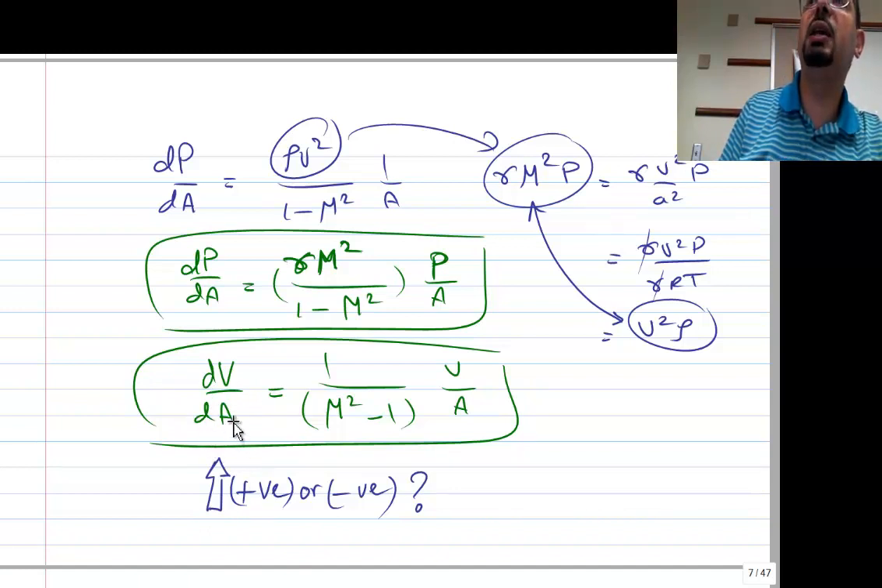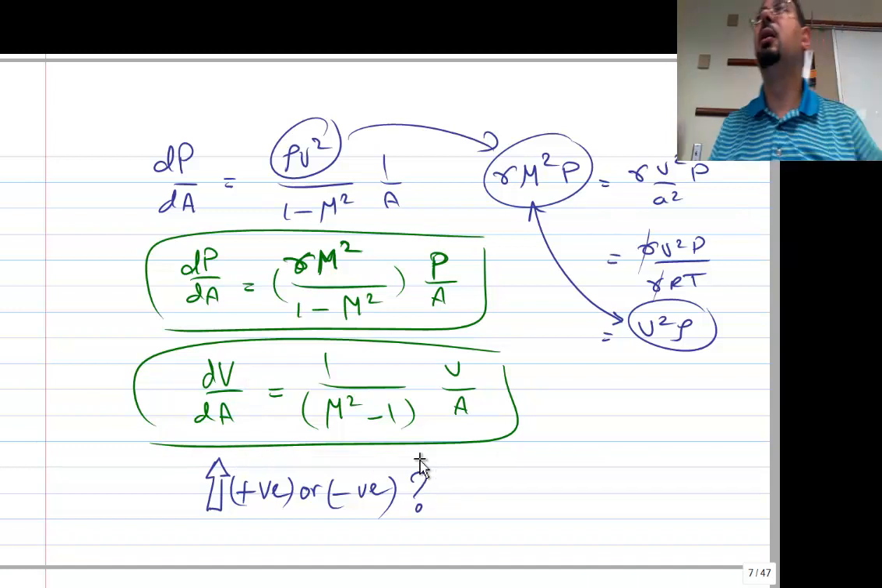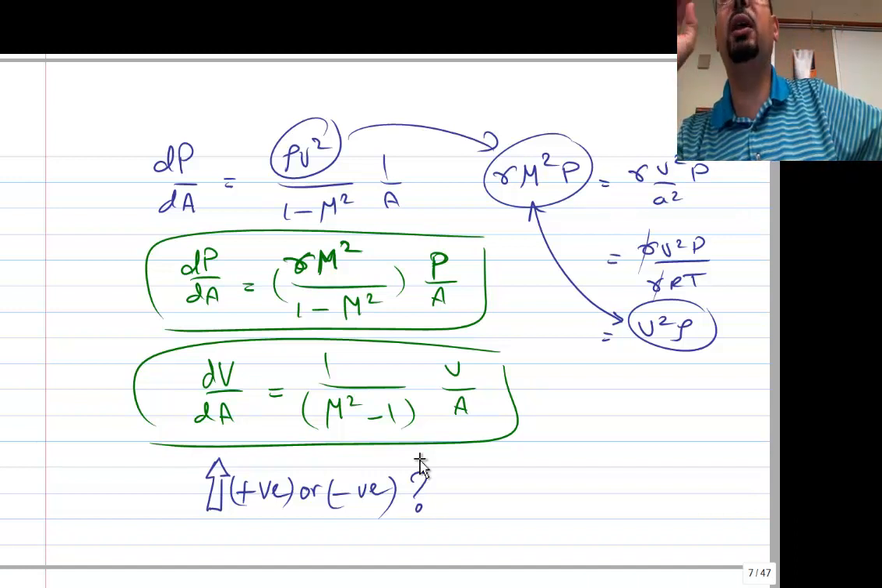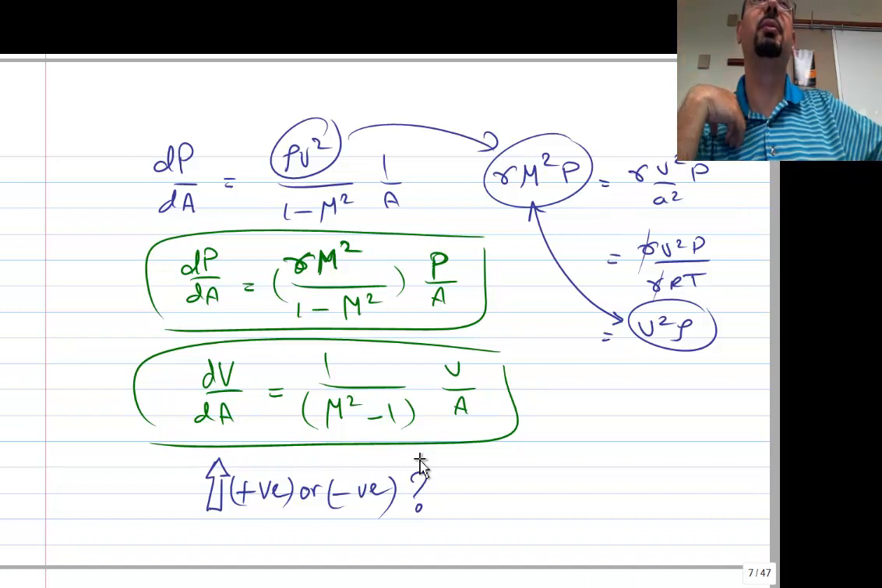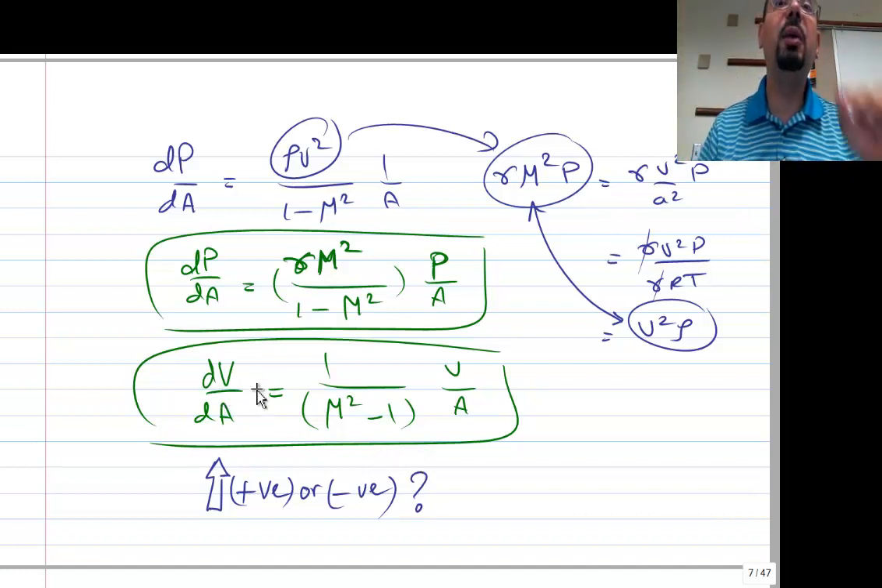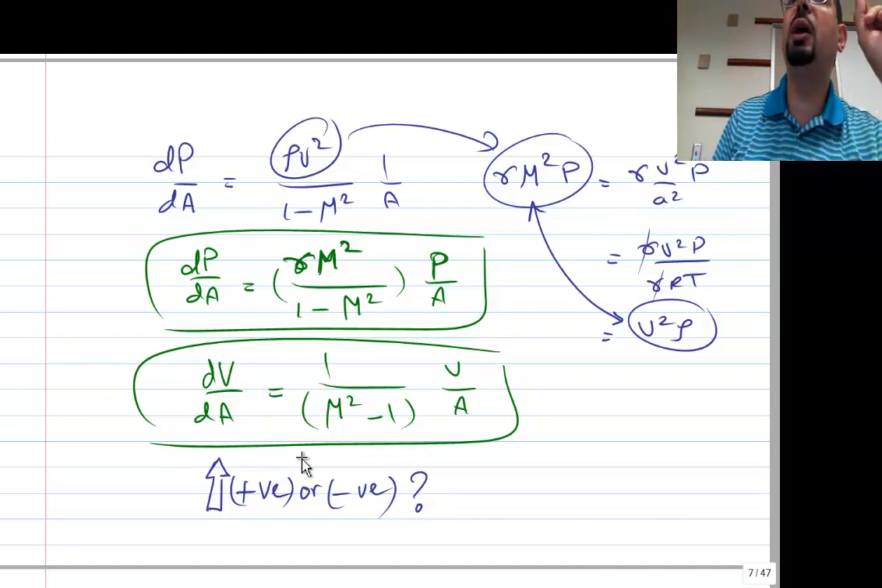The sign of dV by dA. Is it plus or minus? Bob is saying minus. Anyone saying plus? Let's look at dV by dA. It should be plus if you want it to go supersonic, it needs to increase. I'm just asking dV by dA. Is it plus or minus? It can be either way. Excellent. Sean is saying dV by dA can be plus or minus depending, it can go every way.